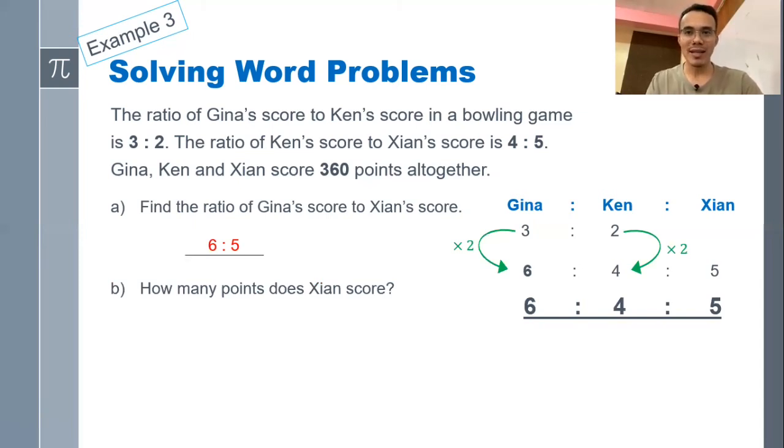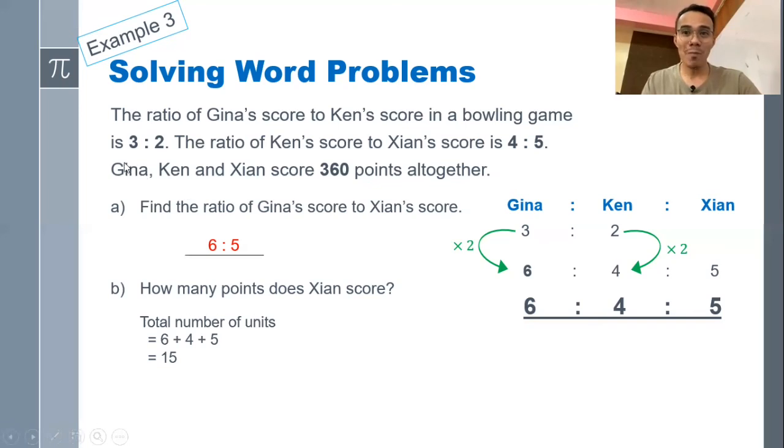Let's have question letter B. How many points does Zian score? Let's go back to the ratio of these 3 people, 6 to 4 to 5. Let's analyze these numbers. 6 units represents Gina's score in a bowling game. 4 units represents Ken's score. 5 units represents Zian's score. And the total, which is 15 units, represents their scores all together.